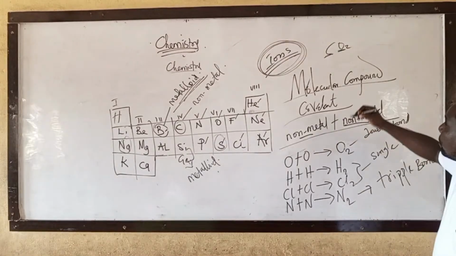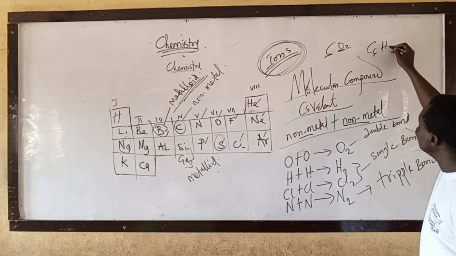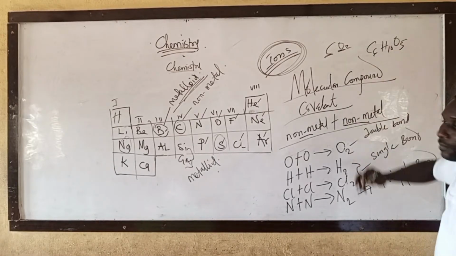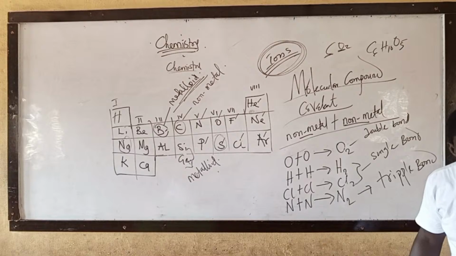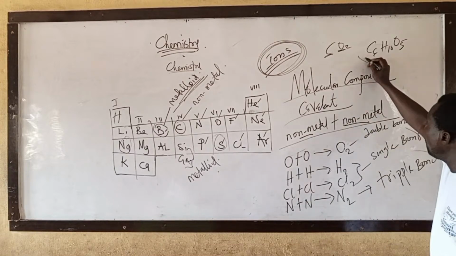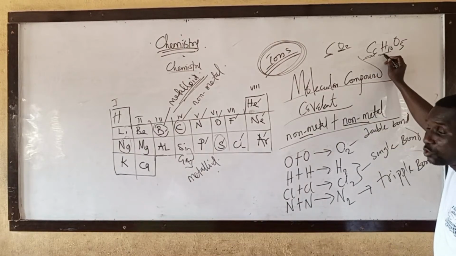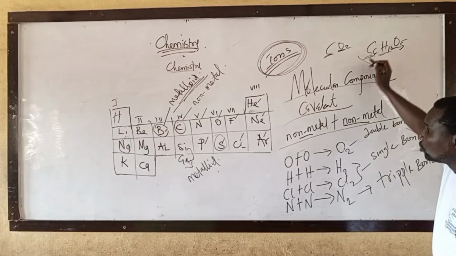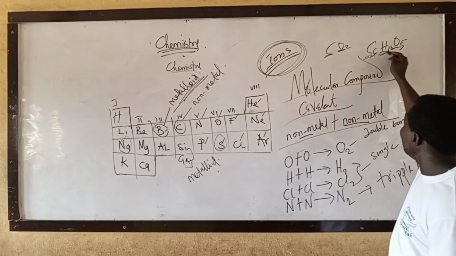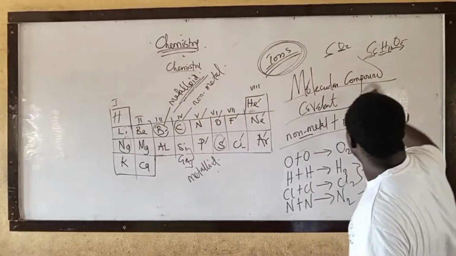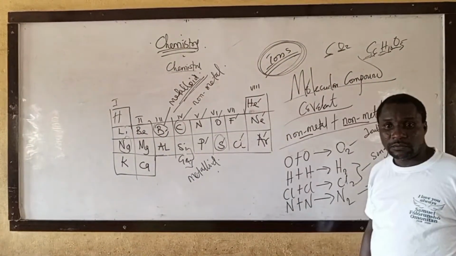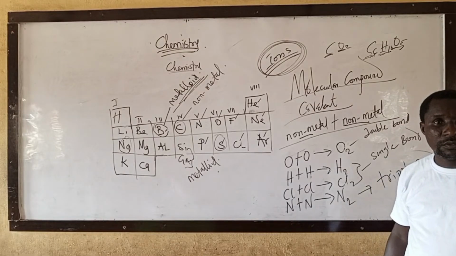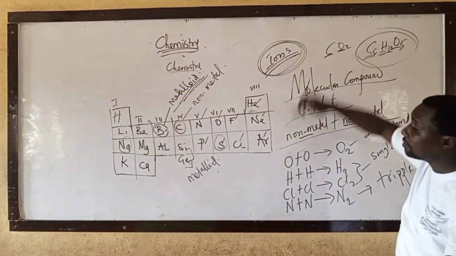When you have C6H10O5, what bond occurs in this one? Covalent. Carbon is what? Hydrogen is what? Oxygen is what? Non-metal. Carbon is non-metal, hydrogen is non-metal, oxygen is non-metal. Covalent bond. This is one that came out in your exam.